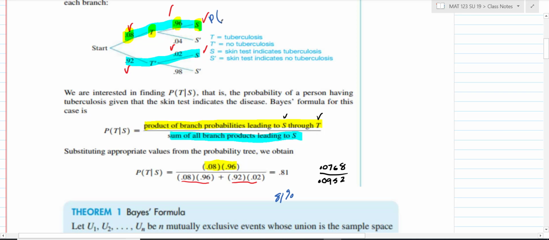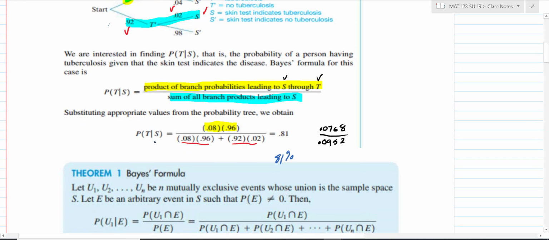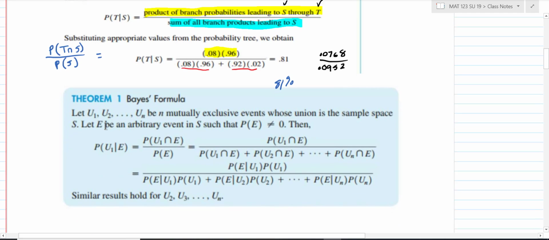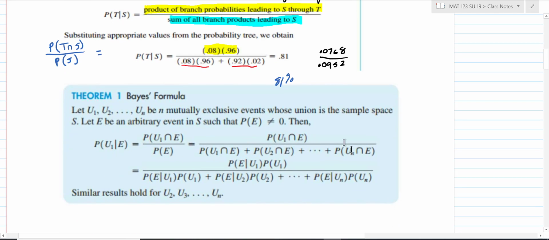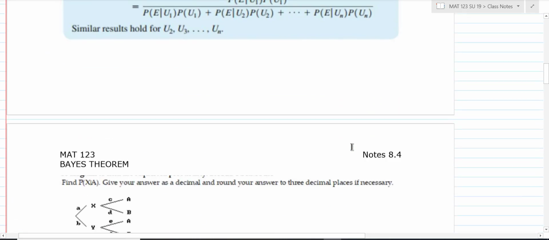This part right here is the probability of T intersect S, and then those two things added together gives you the probability of S, all right? So that's how this would work. The formula on this would be probability T intersect S all over the probability of S. Okay, that's what we really did on that. And what this is saying is this is just a sum of all of the branches leading to E. That's what that denominator is saying. Okay, all right, so let's go to the next page.